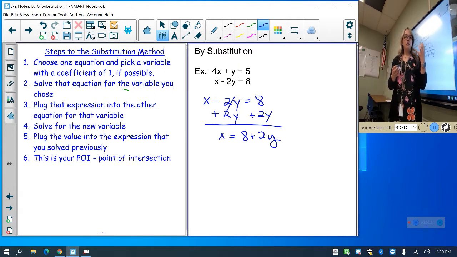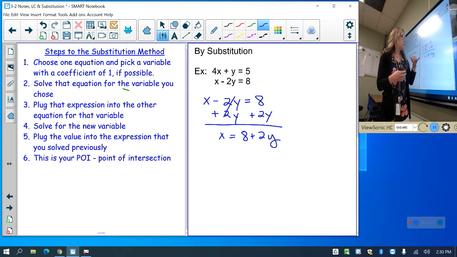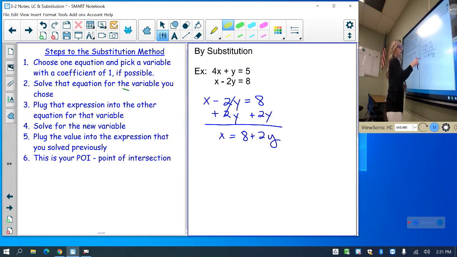Just like if I were to give you $1, you could give me 4 quarters and we could interchange and nothing would change. If I would give you an x and you would give me an 8 plus 2y, nothing would change because these are equal. What we're going to do then is we're going to take this 8 plus 2y right here and we're going to replace this x in the first equation that we're given. Instead of x, I'm going to put in an 8 plus 2y.